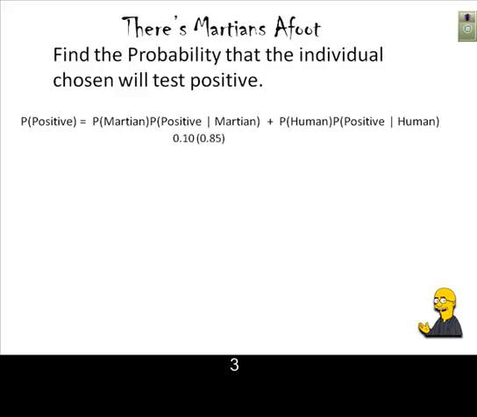Now let's look at the first part, selecting a Martian and getting a positive result given that we've selected a Martian. Well, that's 0.1 times 0.85. Probability of selecting a Martian is 0.10, and the probability of the individual testing positive given they're Martian is 0.85. The next part of that is 0.9 times 0.05. The probability of selecting a human is 0.9, and that human testing positive would be 0.05. Okay, now let's see what that gives us. That gives us a probability of 0.13. So when we set out to conduct this experiment, as we select someone at random, the probability they will test positive is 0.13.